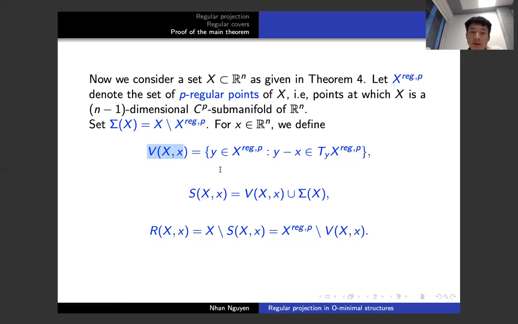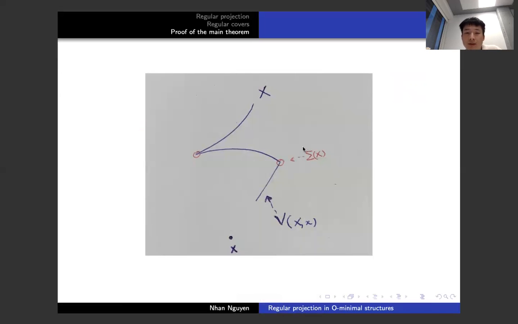So we consider Sigma X and V_X(x) as bad sets for x, and we take the union and denote it by S_X(x), and we take Omega X of x to be the complement of the bad set. So look at the picture. X is like this. The set of singular points of X is the red one. And if x is here, then the set V_X(x) is this line. And the union of this line and the singular set is considered as the bad set for x.